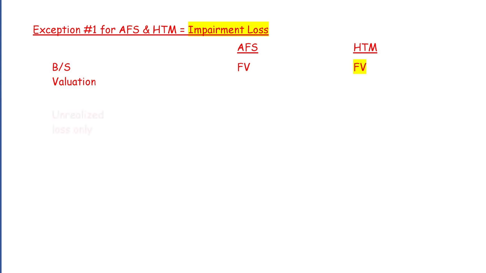Next, unrealized loss only, because we're talking about impairment loss. And unrealized losses due to impairment, as we know, are treated as if it's a realized loss. And both for available for sale and held to maturity securities, the impairment losses, though unrealized, are recorded on the I/S, income statement, and highlight under both these classifications.